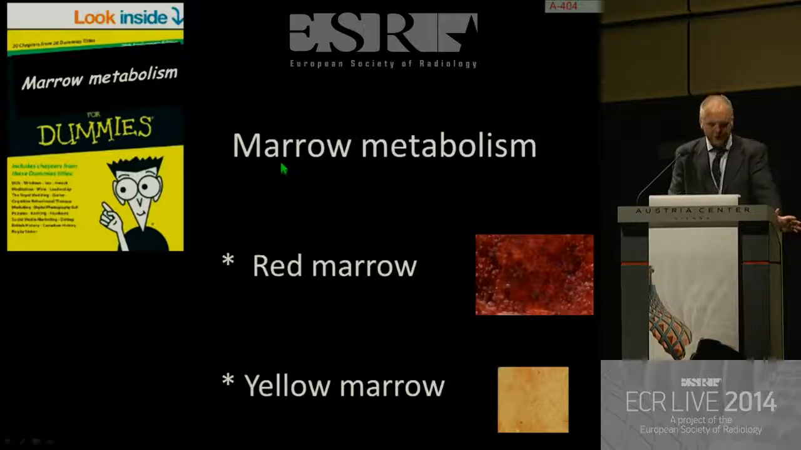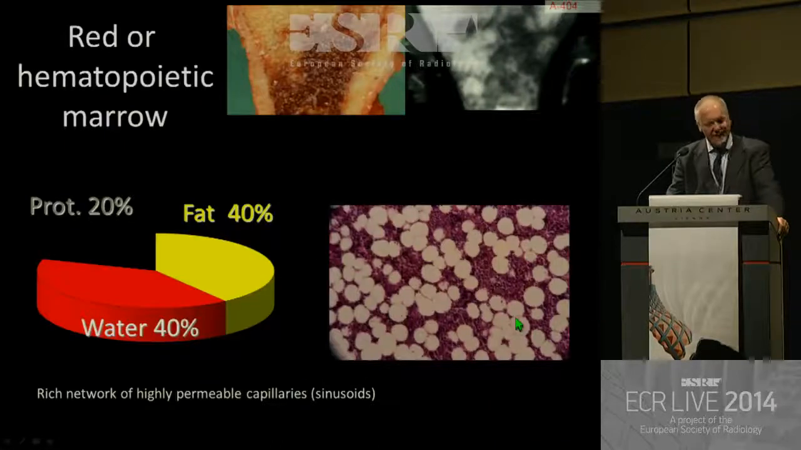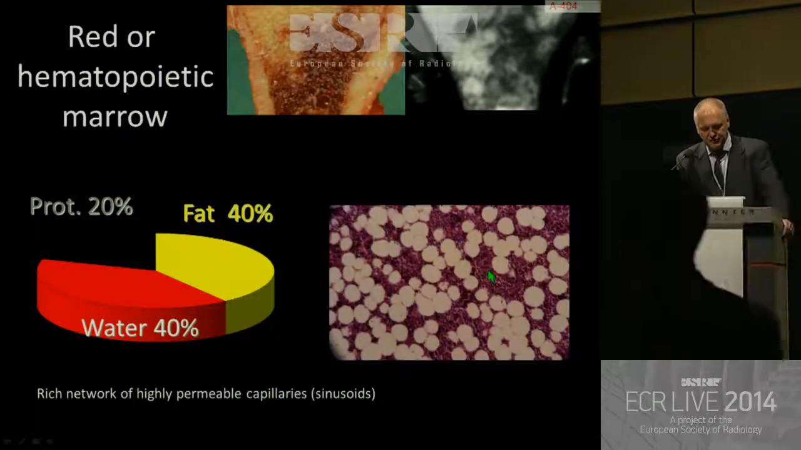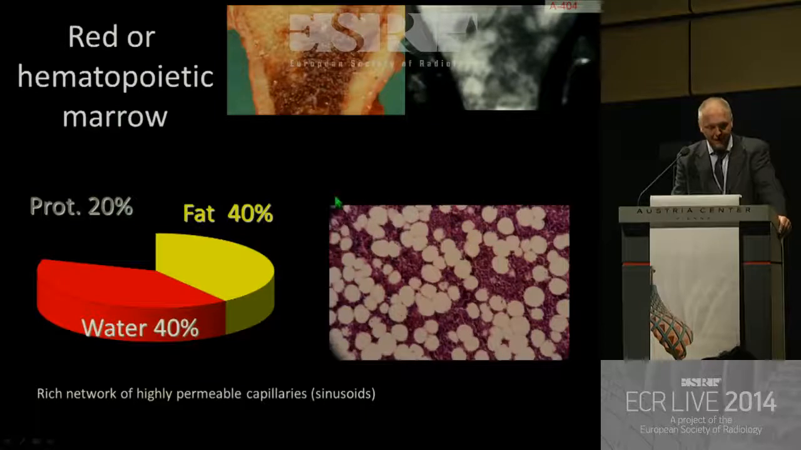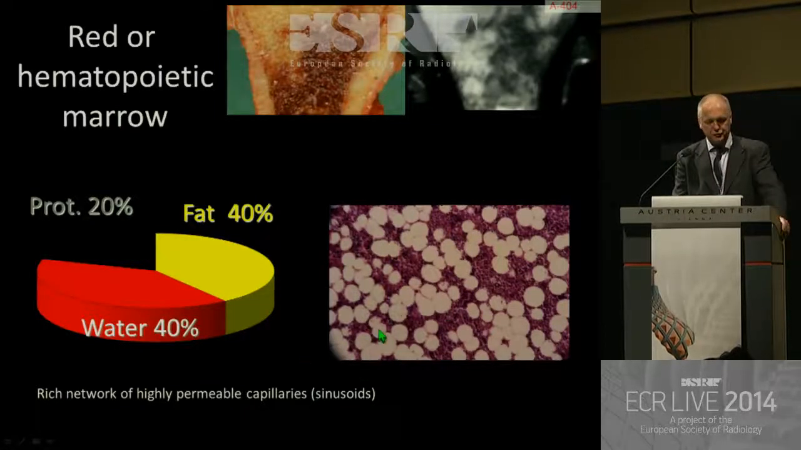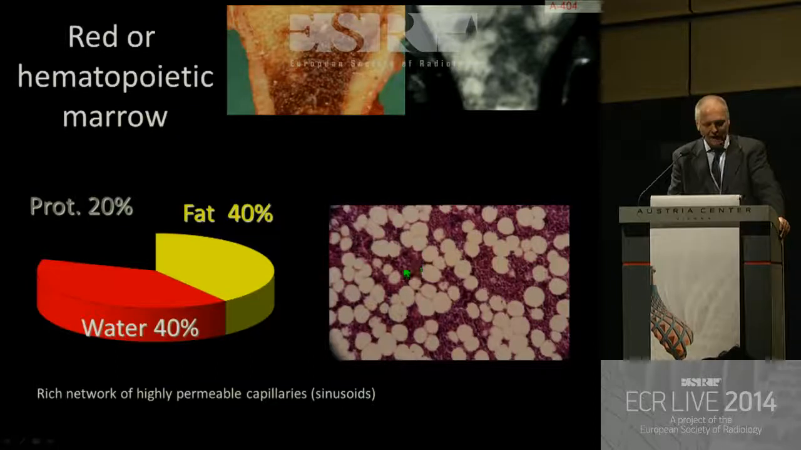What about marrow metabolism? Once again, two different types of marrow. One is red, the other one is yellow. Red marrow is a mixture of these white dots, which actually is fat, adipocytes, and all these small cells which are here, the red and white cells forming, this is really hematopoietic tissue. So if you look at that, about 50% of the surface is occupied by fat, and the other 50% is occupied by the other cells. So it's a mixture of fat and non-fat cells.